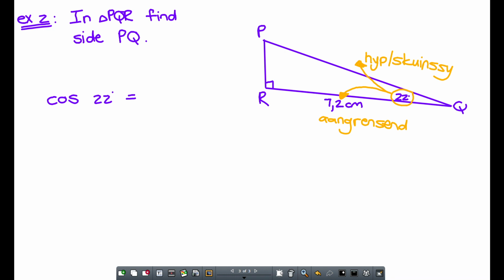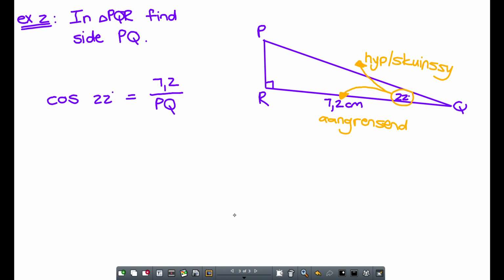The adjacent. Good. So it's going to be 7,2 over, and at the bottom of my fraction I'm looking for the hypotenuse, so PQ. You guys fine? Right. So now we've got to work with that and try and get PQ alone.